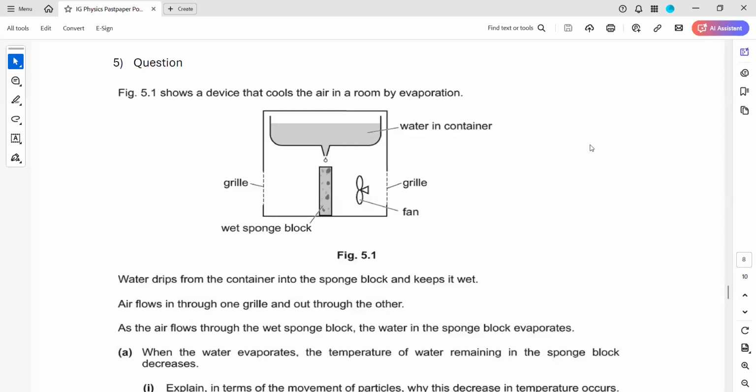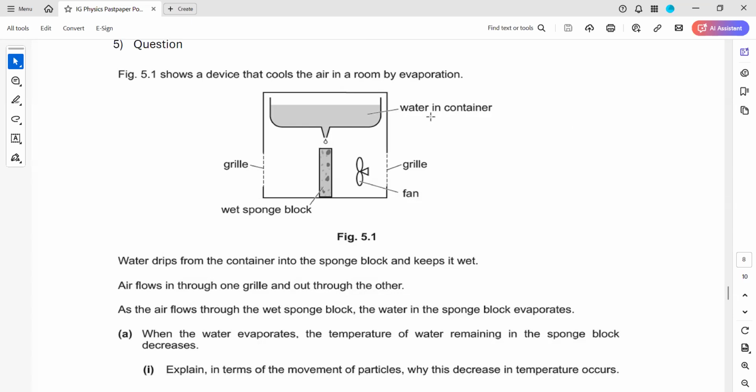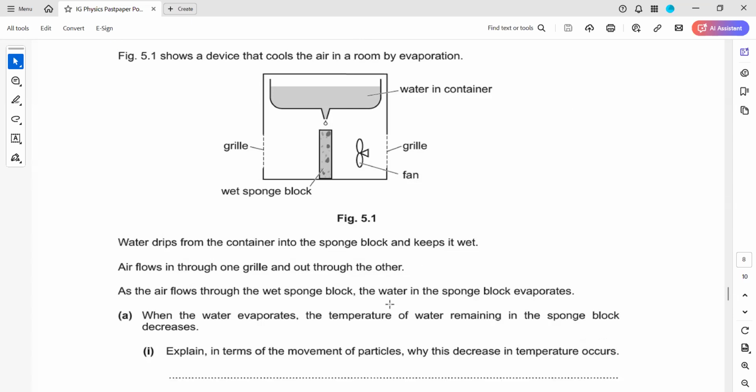Okay. Question 5, figure 5.1 shows a device that cools the air in the room by evaporation. Evaporation, what happened? The most energetic molecules gain energy from the surrounding and escape. The molecules with low energy are left behind. So evaporation is also a cooling process. To break bonds.